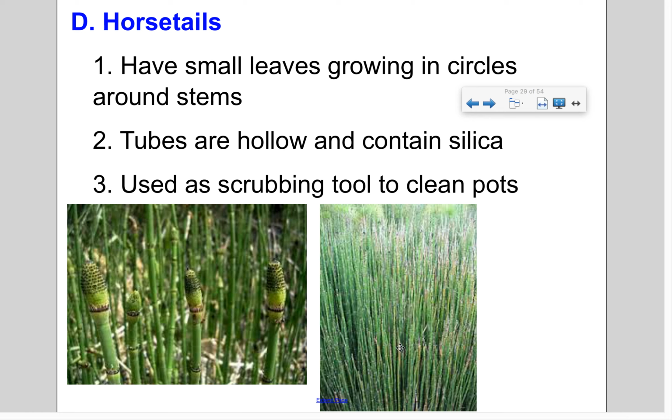They do contain silica, which is kind of cool. Silica is basically sand. And so in the old American West, they'd actually use horsetails as a scrubbing tool to clean out their utensils and pots. But I love horsetails. I mean, you just pick them apart, and they're really fun to play with. And my daughter loves them too.